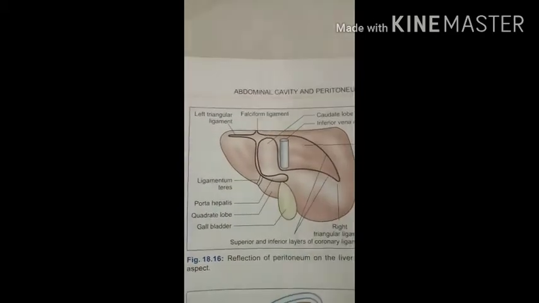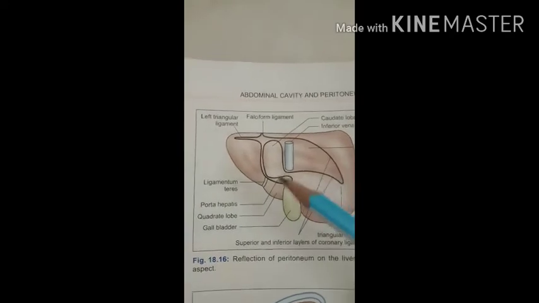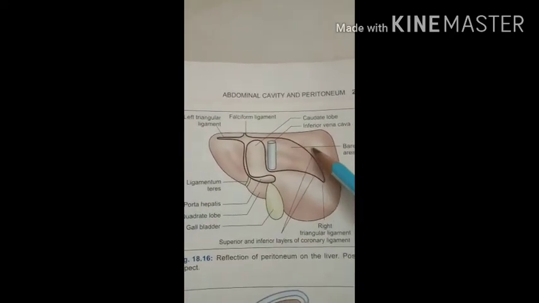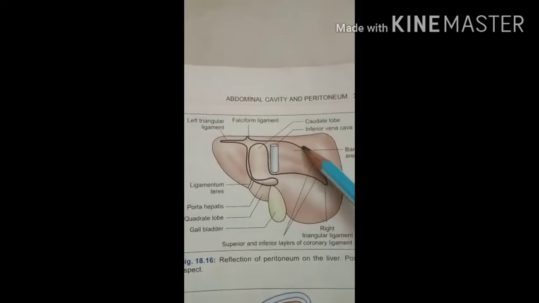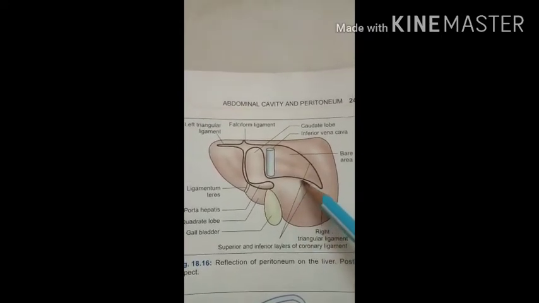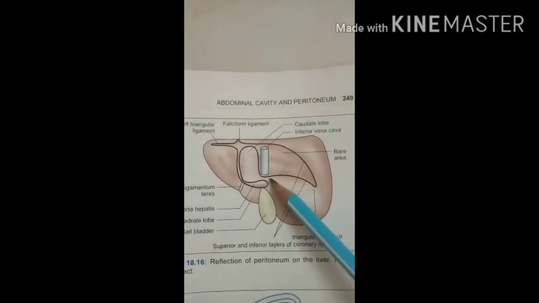Apart from this, it forms two more ligaments. The upper border is called the superior coronary ligament, and in the lower side it forms the inferior coronary ligament, this one.